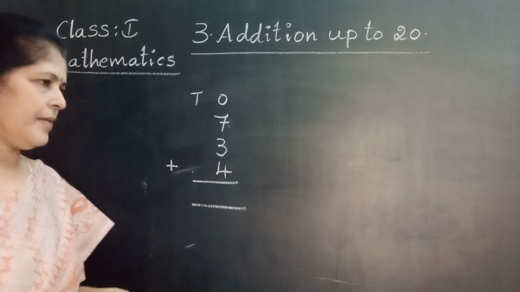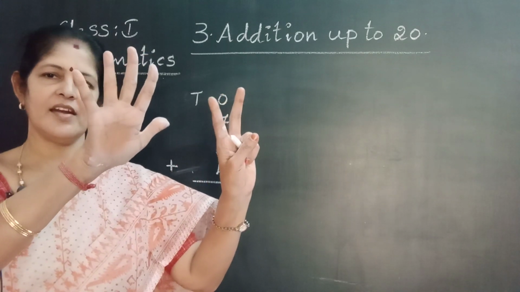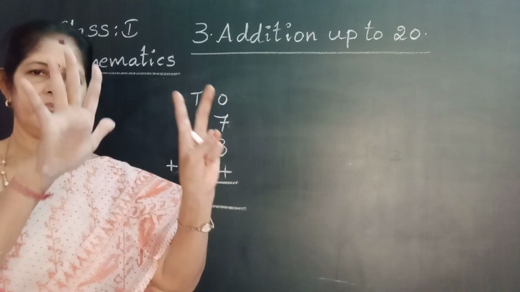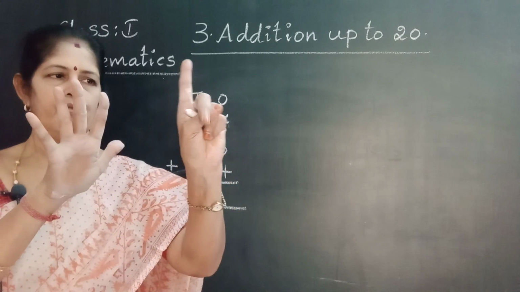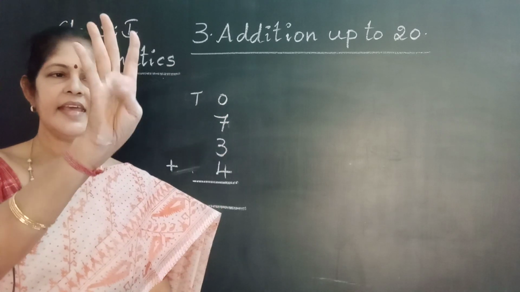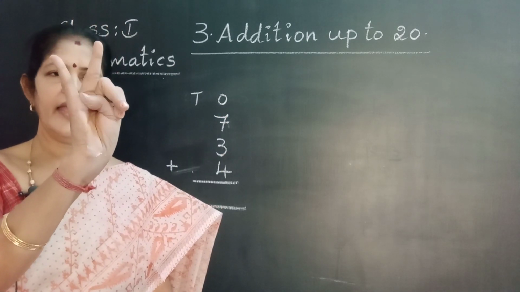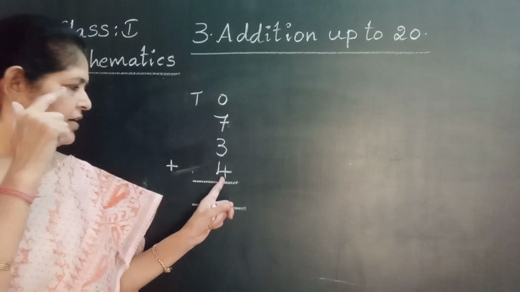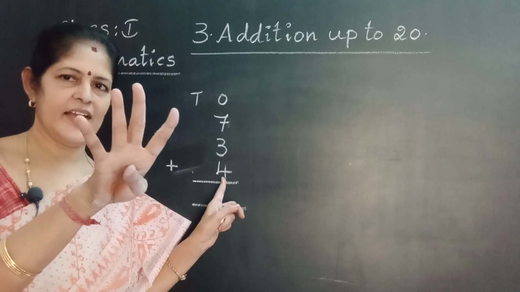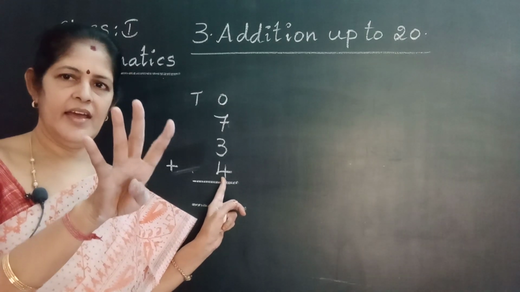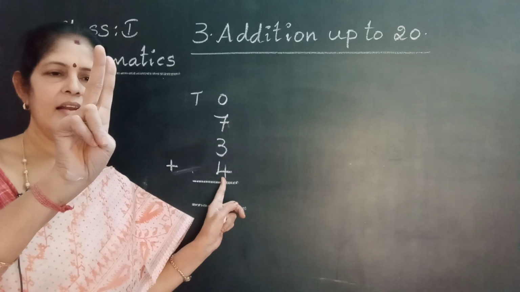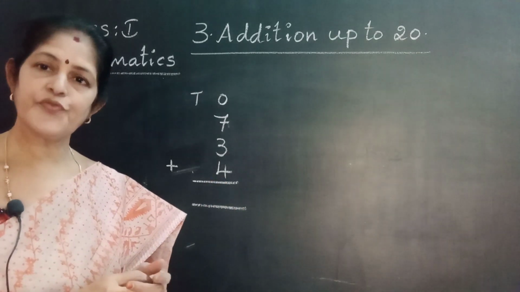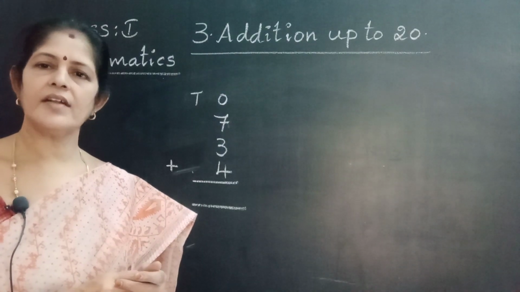7 plus 3. Take 7 fingers, my dear children. Very good. 3 after. 3 after. 4, 5, 6, 7, 8, 9, 10. 10 in the mind. Again continue. Take 4 fingers. 10 after. 11, 12, 13, 14. Understood? The answer is 14. That is called total.